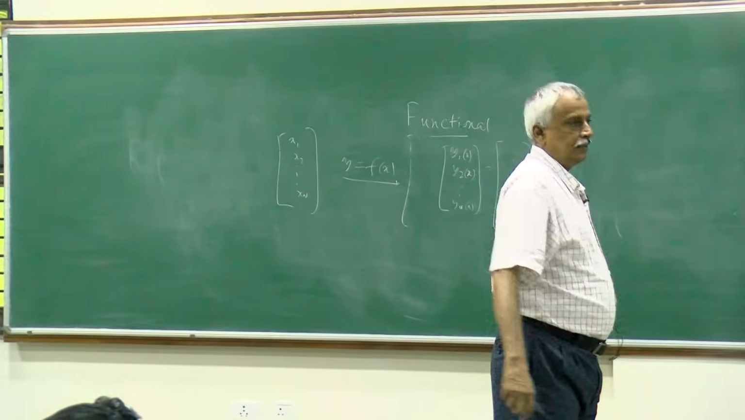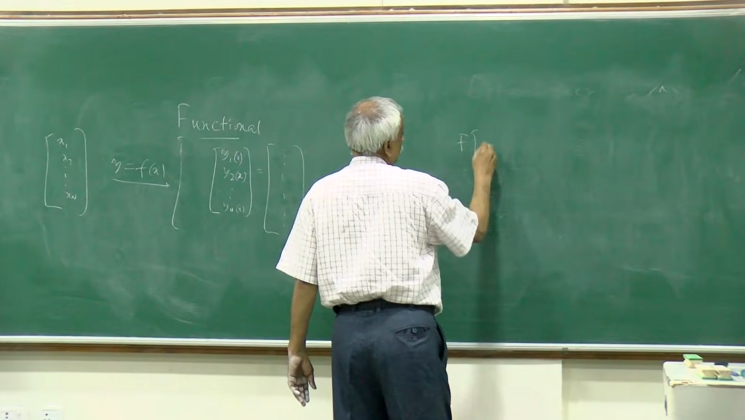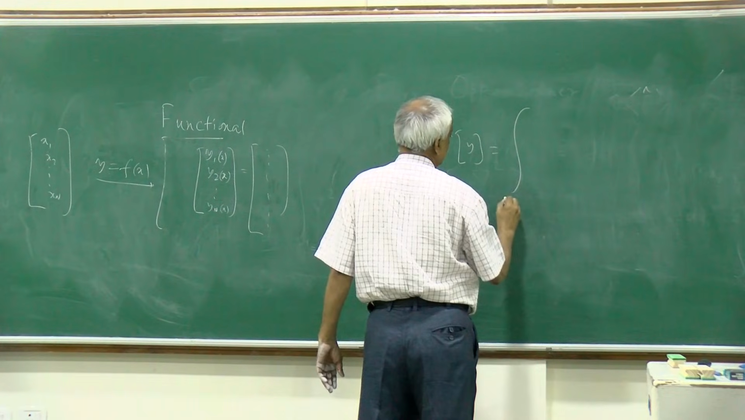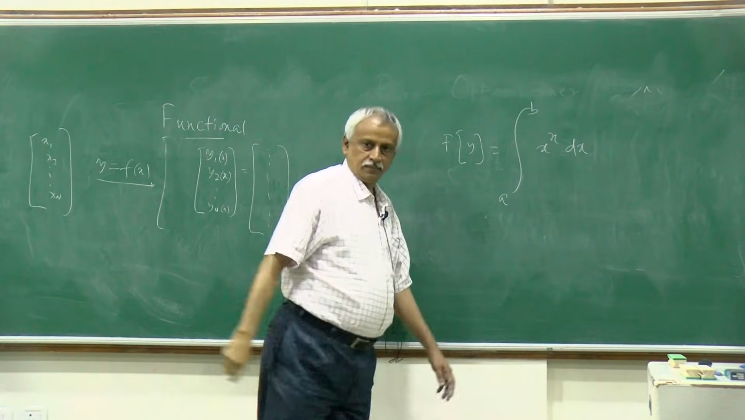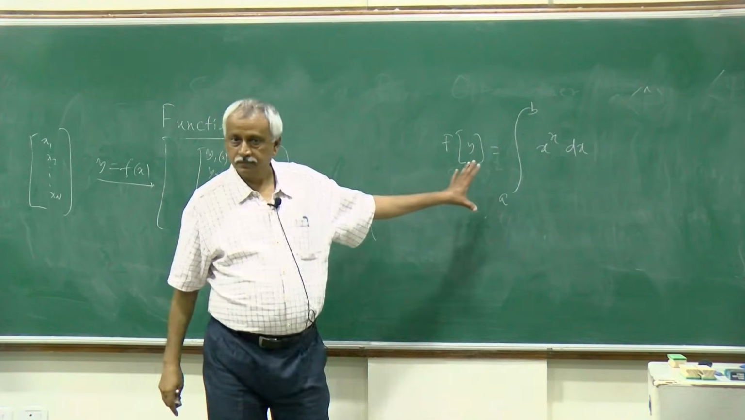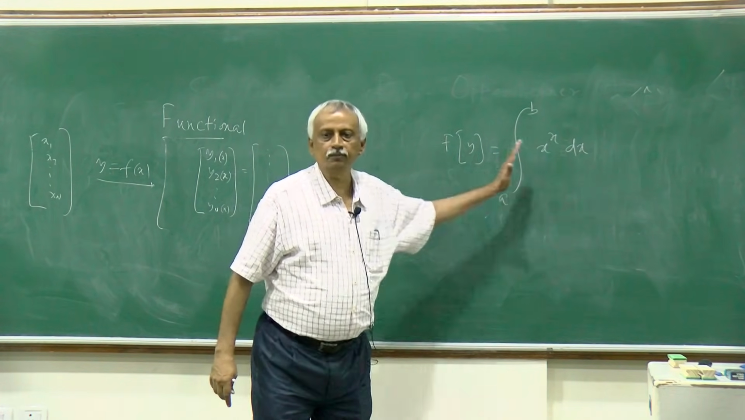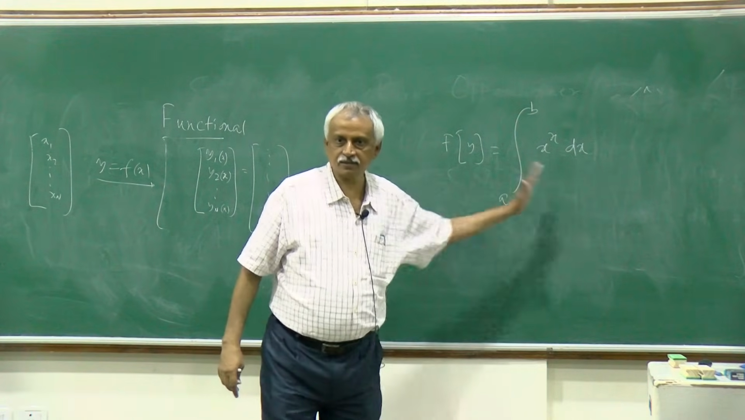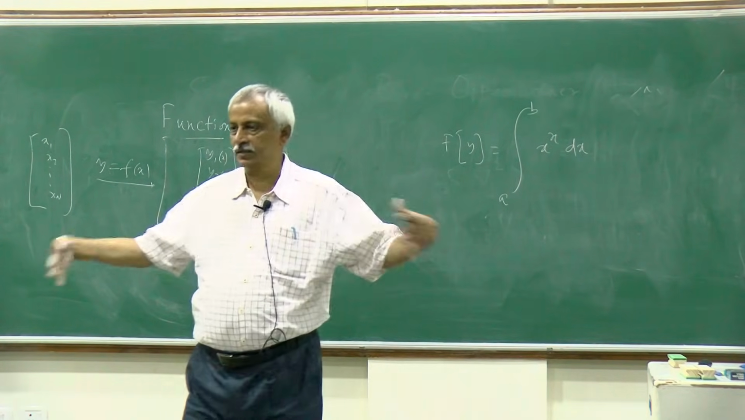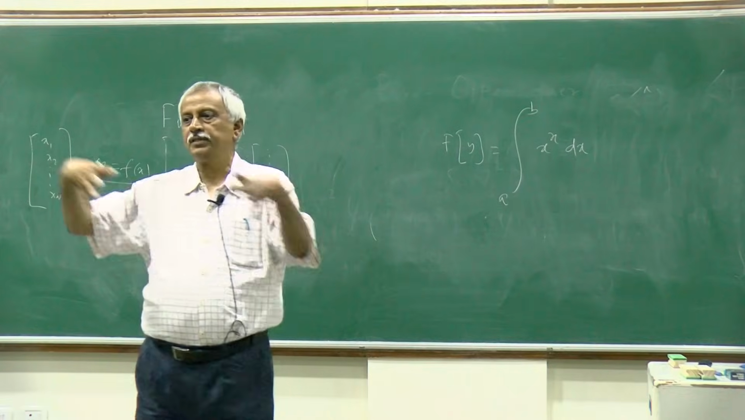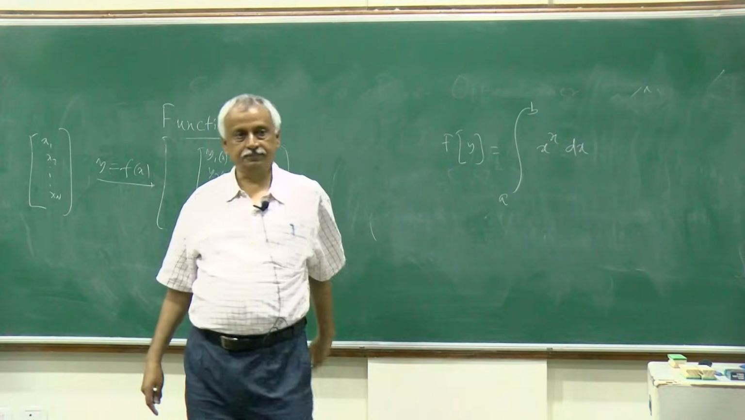Okay. Suppose I talk about a functional, say f of y is, let's say, the integral from a to b of x to the power n dx. It's a definite integral. So I will get numbers. If I put first dx, then x dx, x squared dx, x cubed dx, each one will give me one number. So a set of functions is mapped to a set of numbers. Okay, this is called a functional.